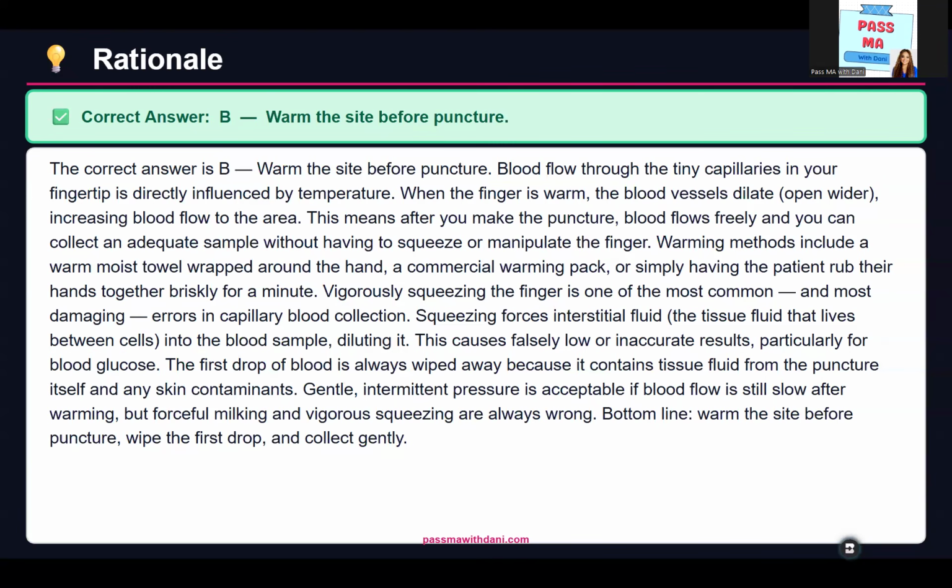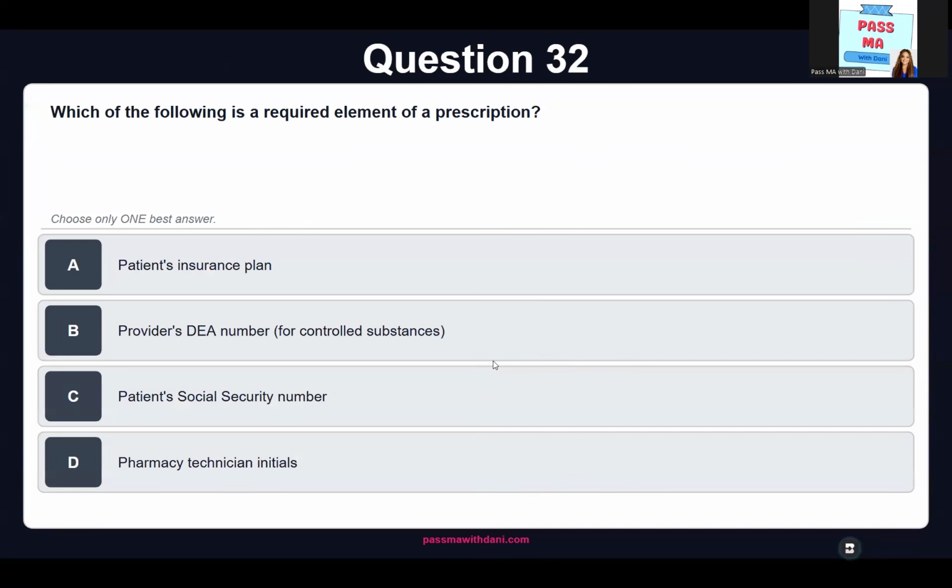Warming methods include using a warm, moist towel that you can wrap around the patient's hand. You can use a warming pack. You can have the patient just vigorously rub their hands together. You can put warm water and tie it off into a glove and have the patient hold it in their hands. If the patient's hands are cold, you are not going to get an accurate flow of blood. So it's going to be warm the site before the puncture. All right. Question number 32.